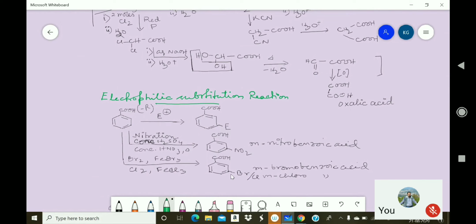Now, in the case of benzoic acid, the Friedel-Crafts reaction is a bit difficult, because we know that any electron withdrawing group deactivates the ring towards electrophilic substitution reactions. So they are much more difficult compared to nitration and halogenation. So these are the possible reactions, as I have explained here, for carboxylic acid. Thank you.